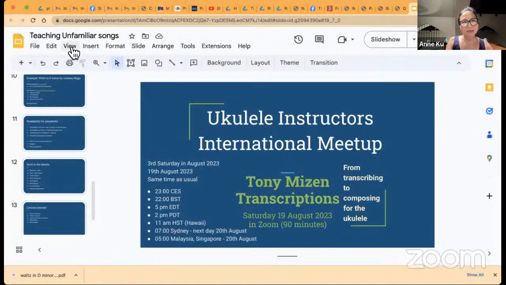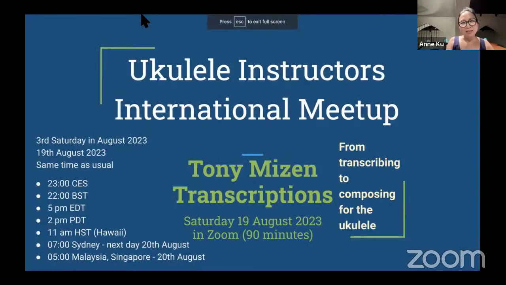It's the 3rd of August, Tony Mizen's talk. He's recorded it already, so I had the opportunity to see what he's going to present. And it's wonderful. His new music is coming out on the Ukulele Bookshop site, Chon Galvez's website. And he talks about his journey and how he arranges music, writes music, so maybe I should call it transcription, arrangement to composing. So it's the same time. It's the 19th of August.